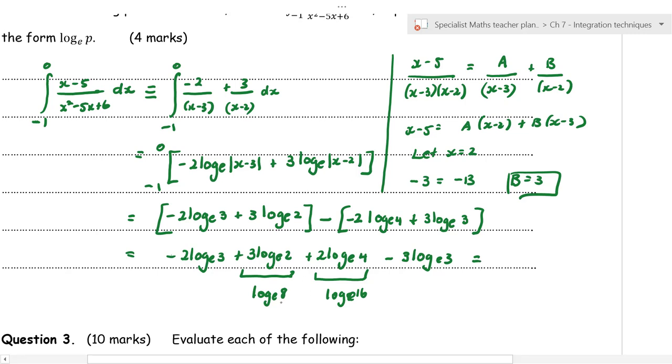We're adding these two logs, so I can say that's log e to the 16 times 8. 16 times 8 is 80, 48, 128. Okay, so log e to the 128. And then you're subtracting 5.